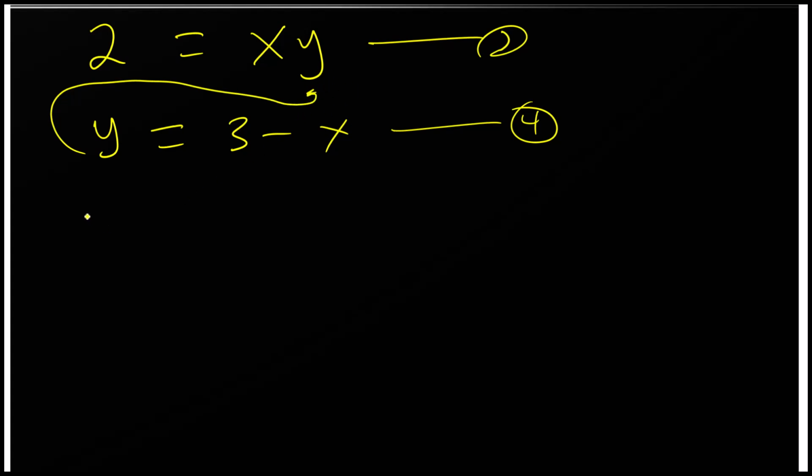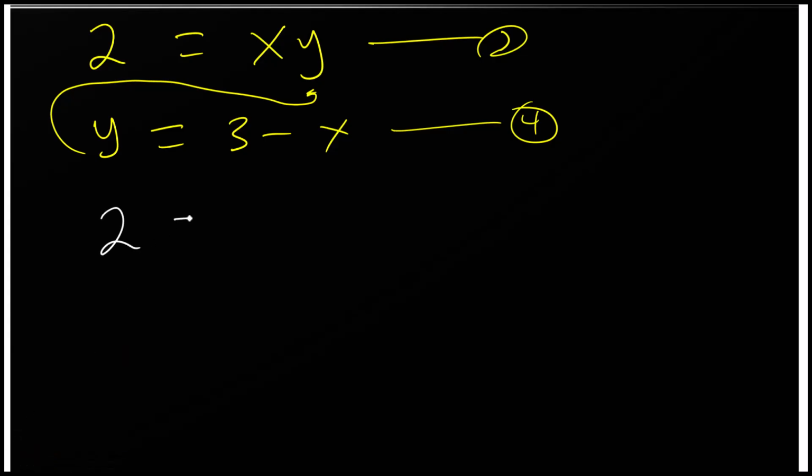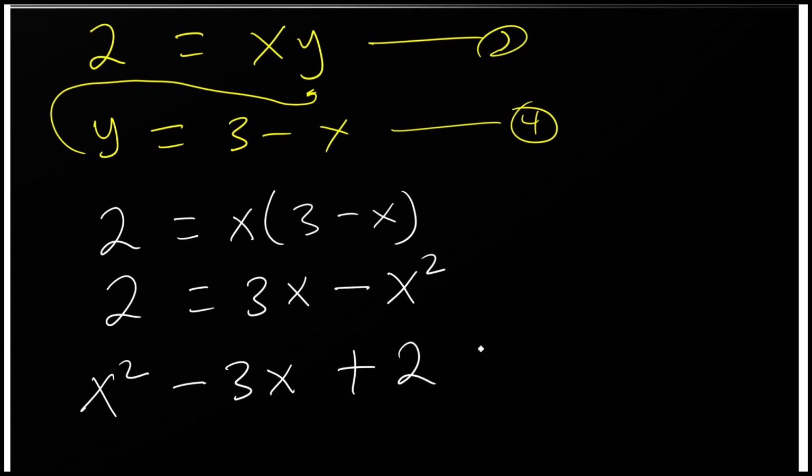So we have 2 equals x times y, but y is 3 minus x. So we have 3x minus x squared. So we can arrange this one as x squared minus 3x plus 2 equals 0. So we have a quadratic equation. It means x will have 2 solutions here.